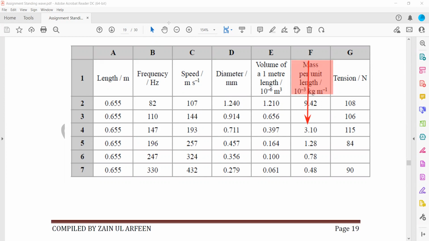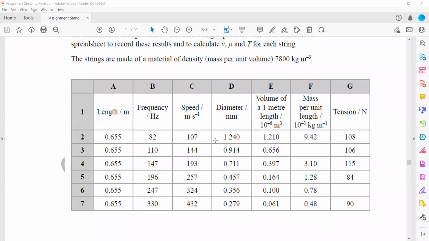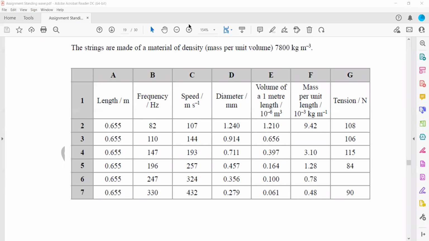So mass per unit length. We need the mass, because mass per unit length is total mass divided by length, and that will get this value. So how to work out the mass? If you check in the beginning of the question, they give us the density, and we already worked out the volume. So I can find the mass.